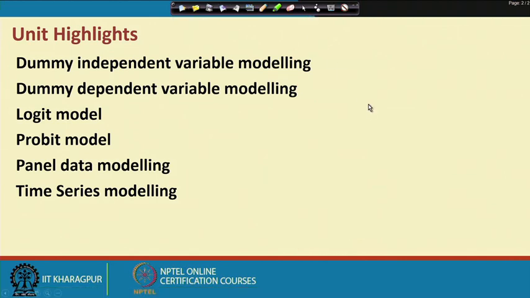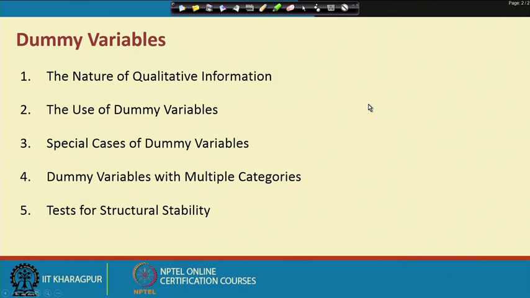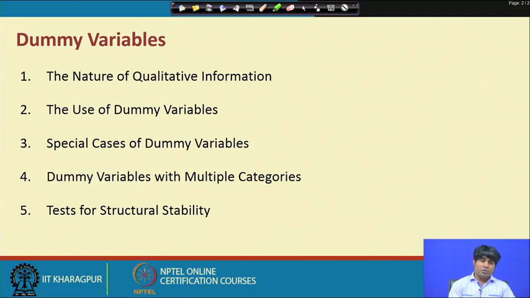So, what we will do here, I will just brief the idea about dummy modeling. Dummy modeling means the nature of qualitative information, and then we will discuss how a dummy variable can be used. Then there is a speciality in dummy modeling, and then dummy modeling with multiple categories.